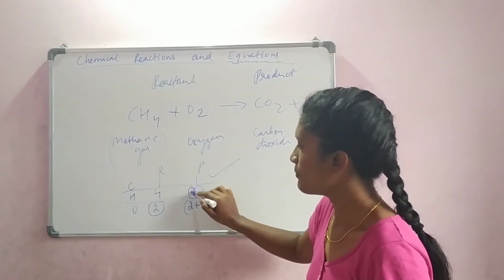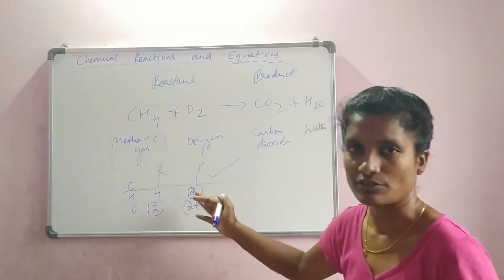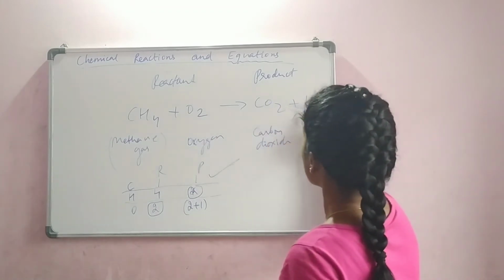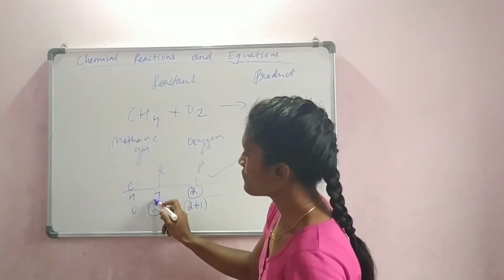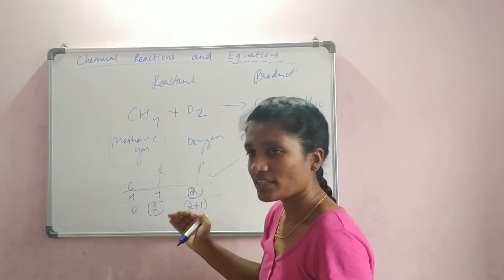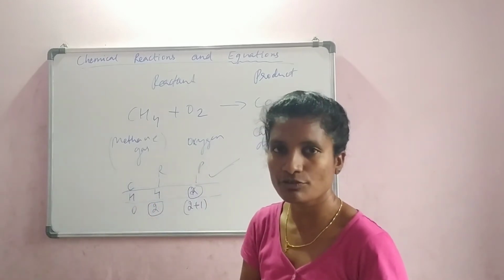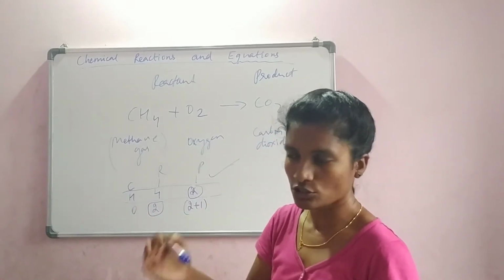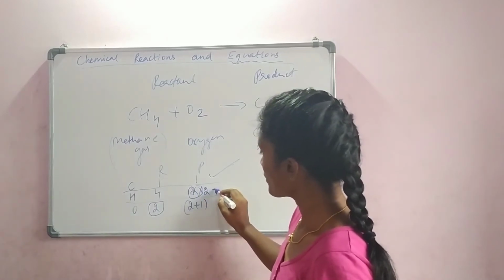Since we have an equal number, we can take either oxygen or hydrogen. We'll do it with hydrogen. So, what is the fault here? It is 4 and here it is 2. We need to make this 2 into 4. Which number should be multiplied? Yes, it is 2. Multiply with 2 to get 4.